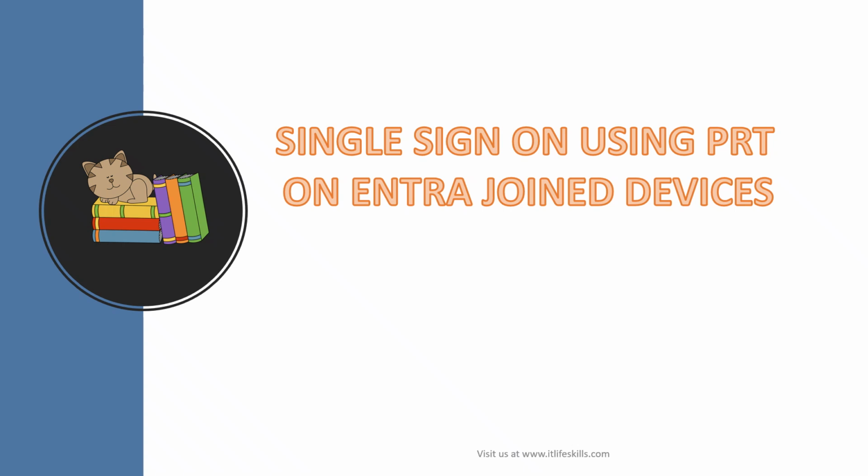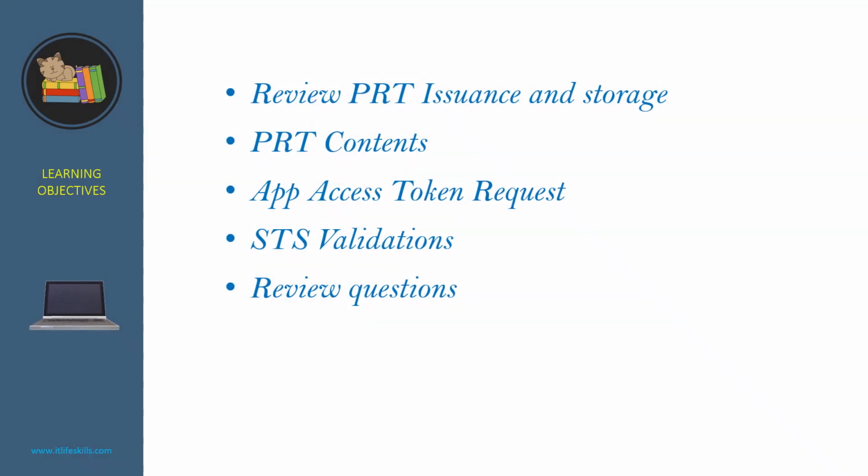In this lesson, we will learn about single sign-on using primary refresh token on Entra-joined devices. First, we will review PRT issuance and storage in both Entra ID and the client device. And after that, we will analyze the PRT contents and how the PRT is used for app access token requests and STS validations. Finally, we will conclude our lesson with the review questions.